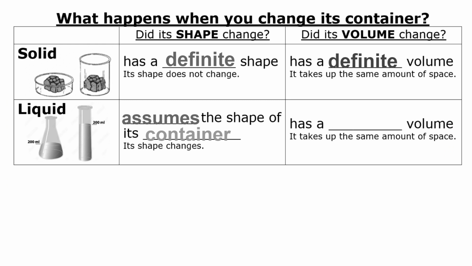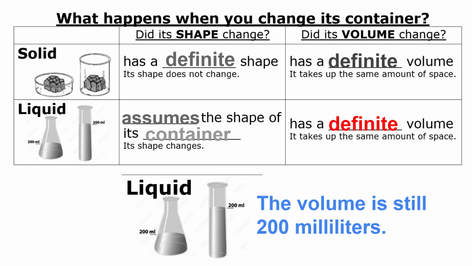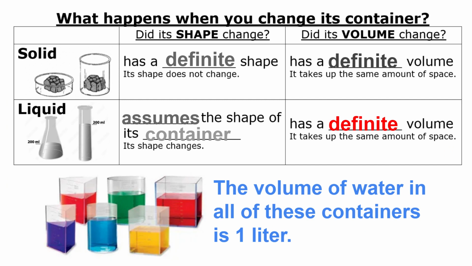However, a liquid's volume does not change. It will still have a definite volume. It takes up the same amount of space even when you move it to a different container. For example, in our picture in our notes, the shape has changed as it moved containers, but notice the volume is still the same. It's still 200 milliliters of water in both containers.